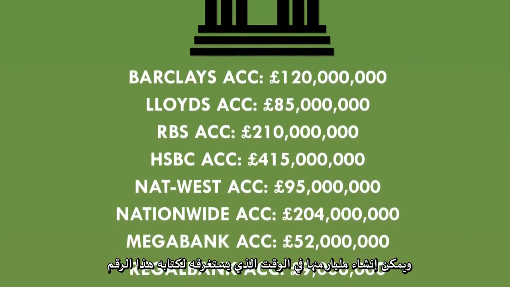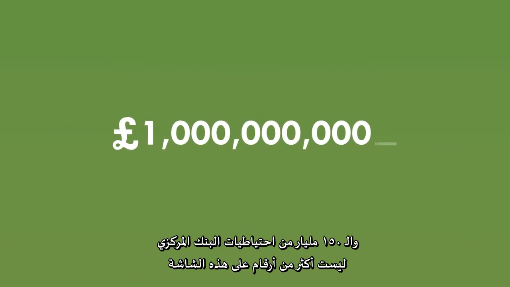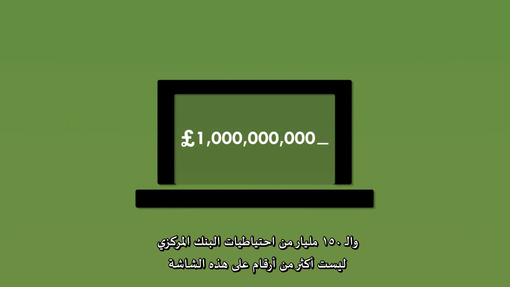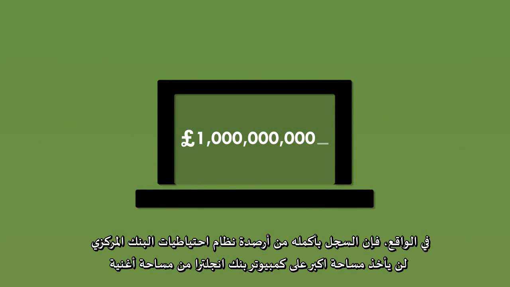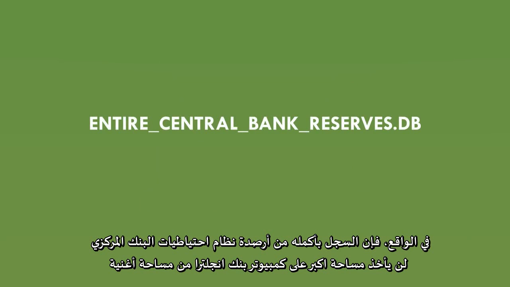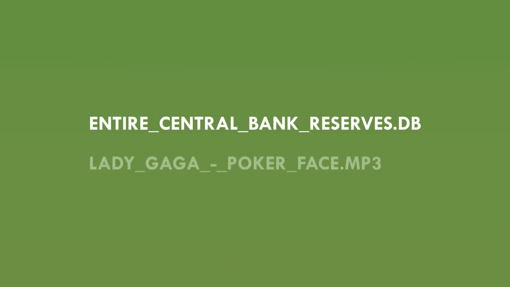could create 1 billion of them in the time it takes to type out the number you see on your screen. The £150 billion of central bank reserves are no more tangible than the numbers on this screen, and in fact, the entire record of balances of the central bank reserve scheme will take up less space on the Bank of England's computer hard drive than the average song on an MP3 player.